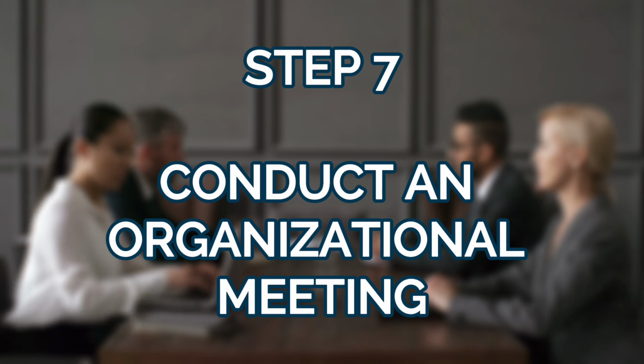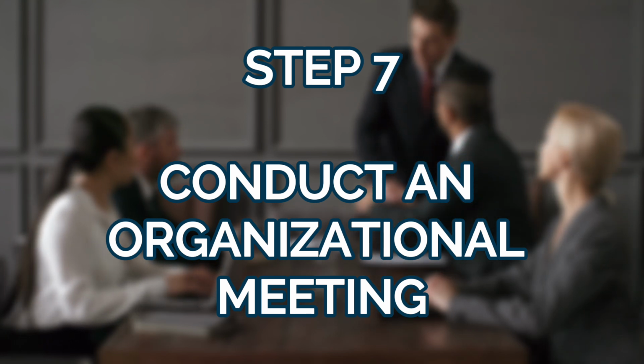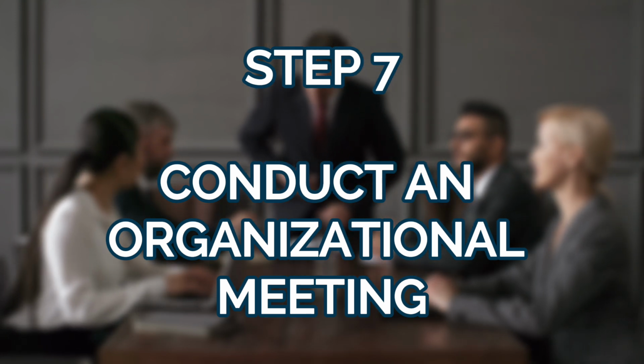The organizational meeting, step 7, is where your corporation formally begins its activities. During this meeting, the directors adopt the bylaws, appoint corporate officers to manage daily operations, and address other startup matters. Detailed minutes of this meeting are essential for maintaining corporate records and demonstrating compliance with state regulations.